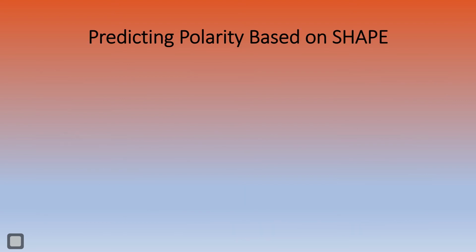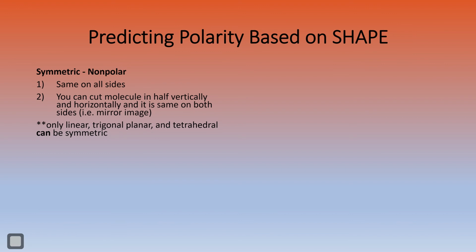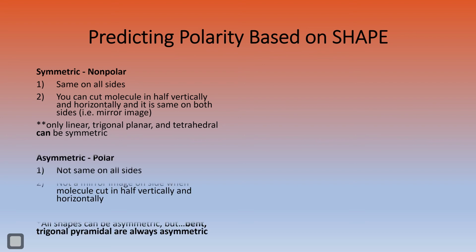Okay. So how can I predict polarity based on the shape of the object? If it's symmetric, that means it's non-polar. That means it's the same on all sides. Okay? In other words, you can cut the molecule in half vertically and horizontally, and it's the same on both sides of it, a mirror image. Only linear, trigonal planar, and tetrahedral shapes can be symmetric.